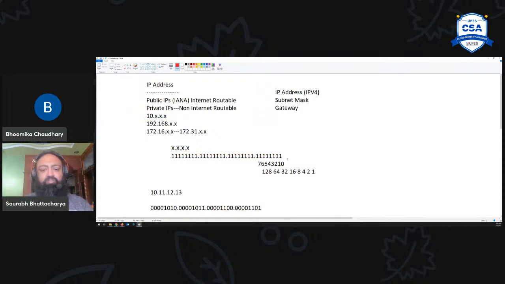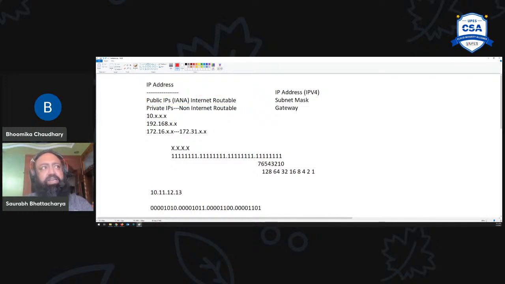Now, when we talk about IPv4, as I said, there are public IPs, and public IPs are internet routable IPs, right? So what do you mean by that? If you need to connect to the internet, you definitely require a public IP. Just with a private IP, you cannot connect to the internet at all, right? That's just the basics. Now, from where will I get it? IANA. This is the consortium which manages this public IP space.